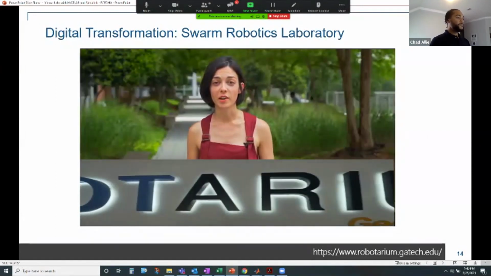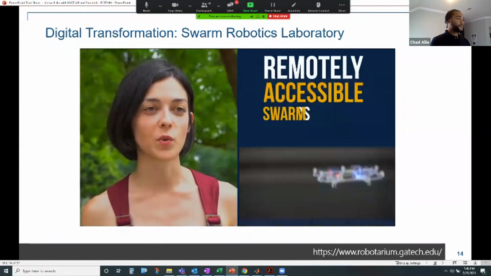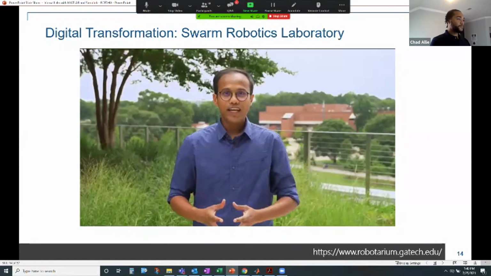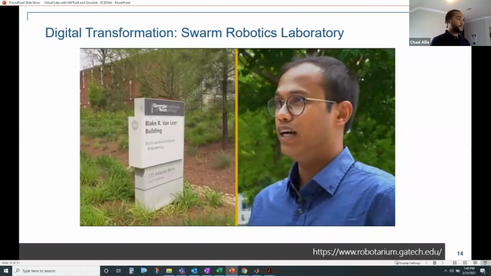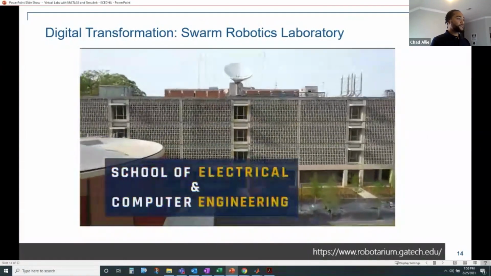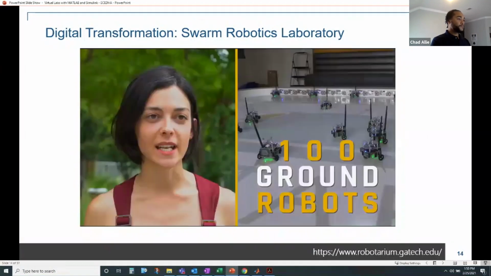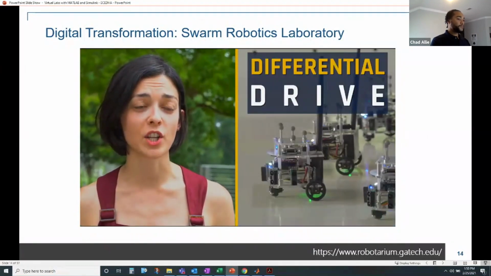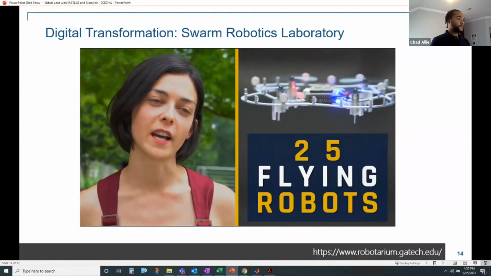The Georgia Tech Robotarium is a remotely accessible swarm robotics testbed. The Robotarium is located in the Van Leer building, which is here in the center of campus. It's also home to the School of Electrical and Computer Engineering. We have 100 ground robots, differential drive, and 25 flying robots.